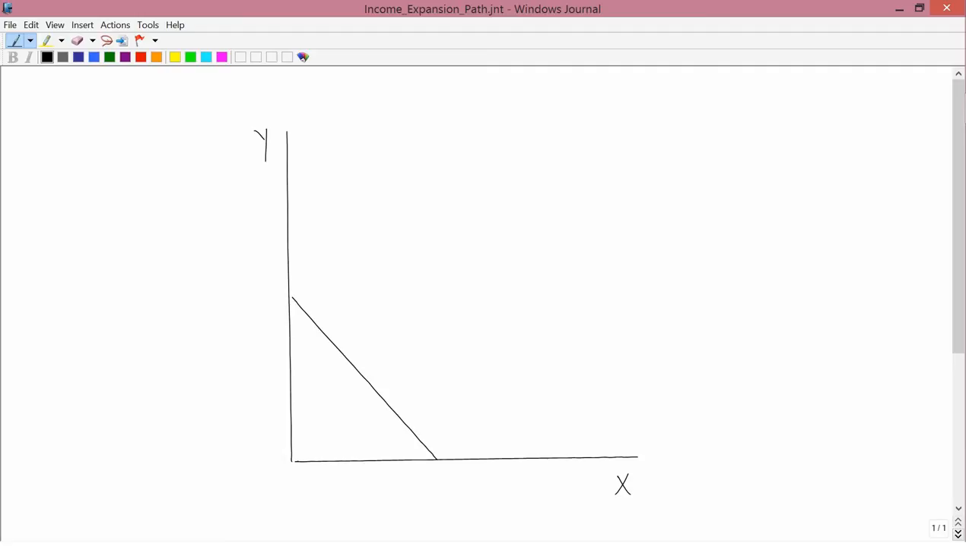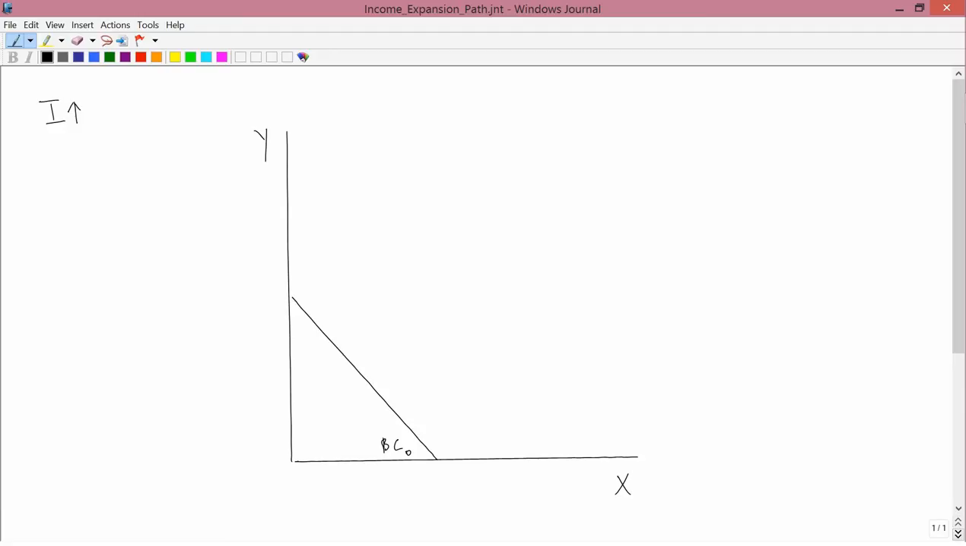So what I've got is a standard graph with a consumer consuming X on the horizontal axis and Y on the vertical axis, and an initial budget constraint I'll call BC naught. And the question is going to be, what happens when this consumer's income goes up? When his income goes up, clearly his affordable set is going to get bigger. So the budget constraint is going to have to shift out. Next question is, in what way does it shift out?